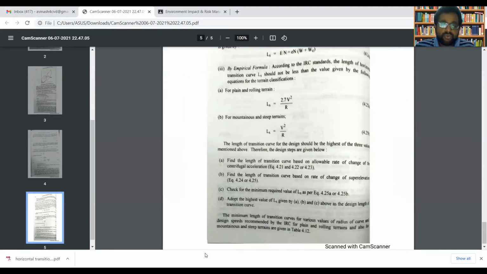Now we will have to solve some numerical problems also based on this. Then it will be more clear to you.